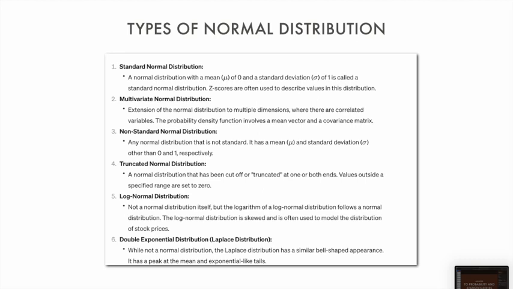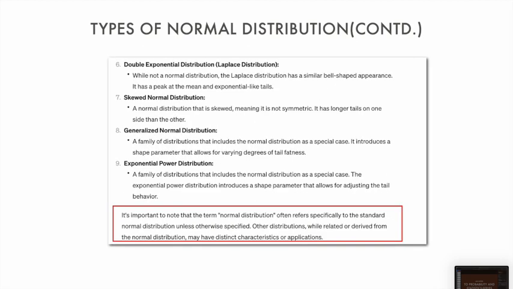Double exponential has a definition: skewed, like skewed normal distribution, generalized normal distribution, exponent. Everything has their own definition. Skewed normal distribution means a normal distribution that is skewed, meaning it is not symmetric. And family of distributions, generalized normal distribution means that includes the normal distribution as a special case.